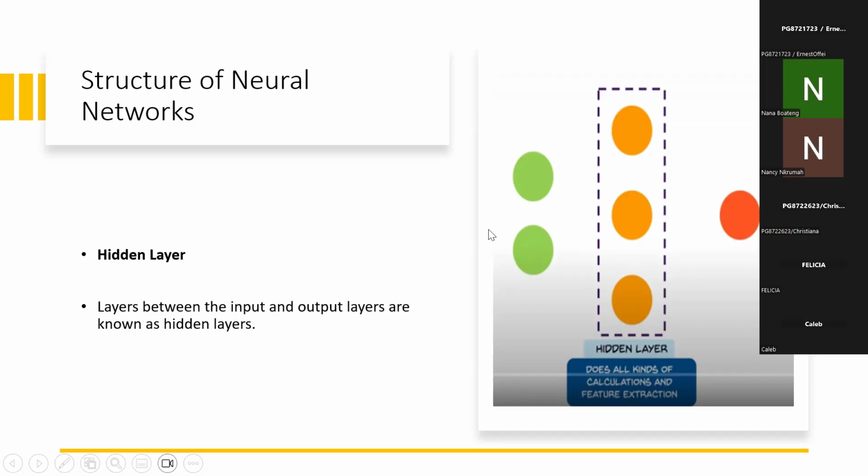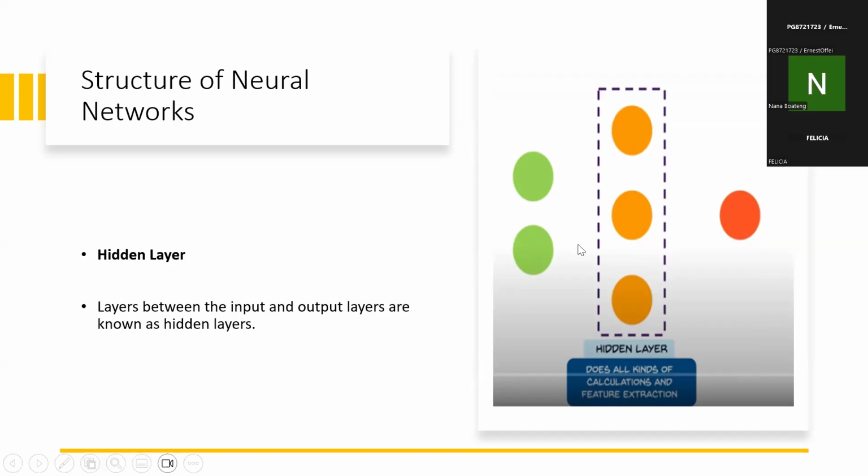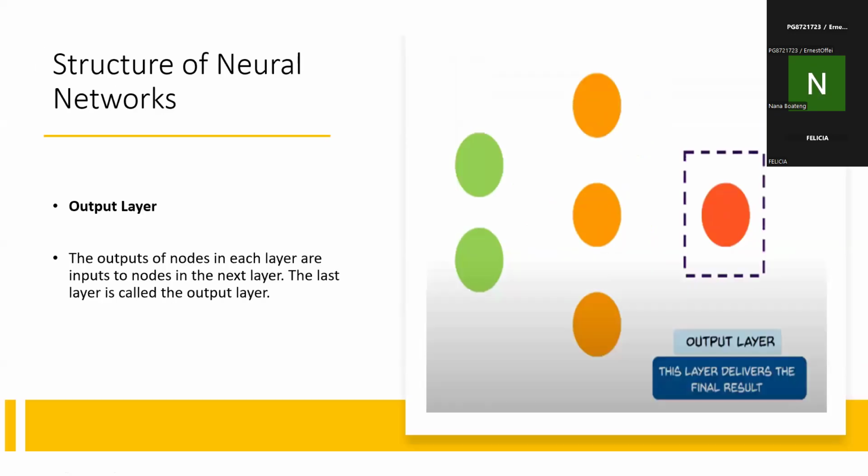In between the input layer and the output layer are the hidden layers. You can have several hidden layers. This is just one hidden layer. You could have 2 hidden layers, 3 hidden layers, depending upon the structure of how you want to build your model. It does all kinds of calculations and feature extraction, and then we have the final result, that is the output layer.